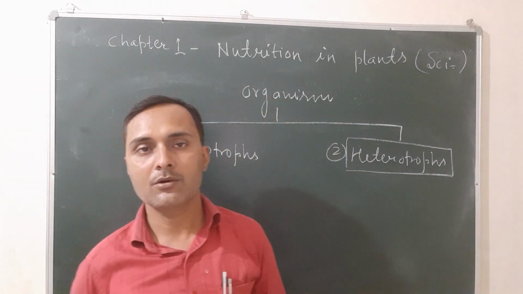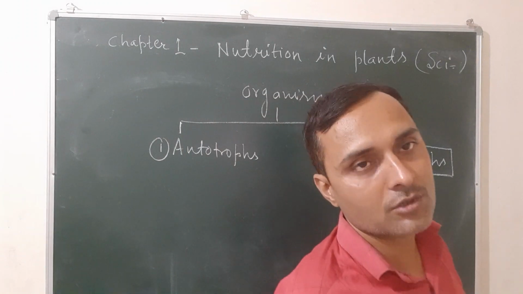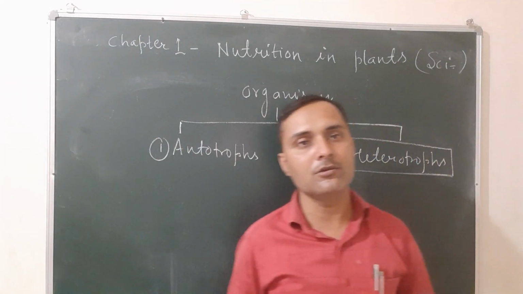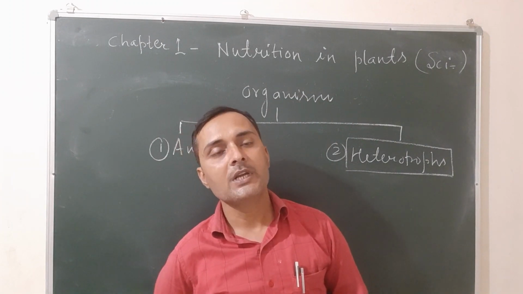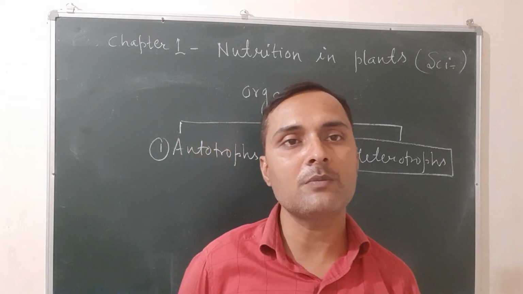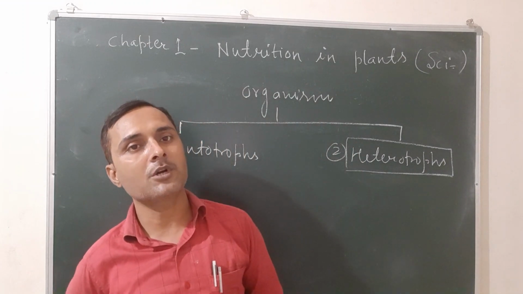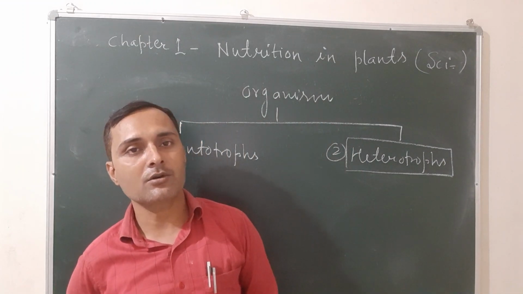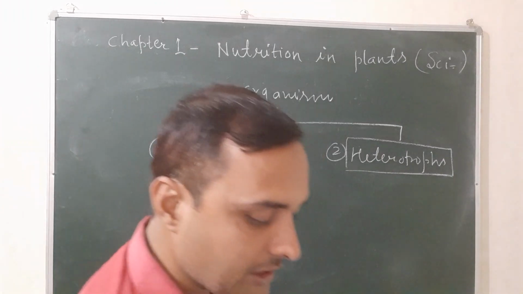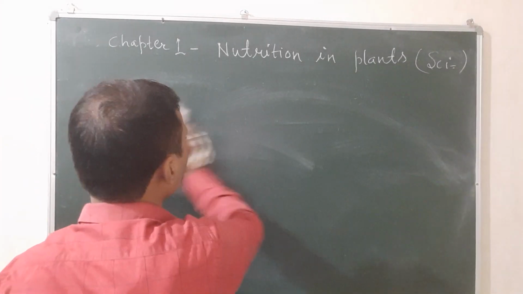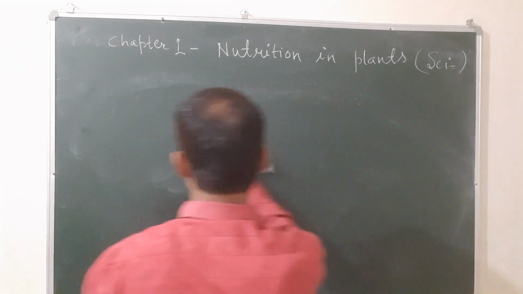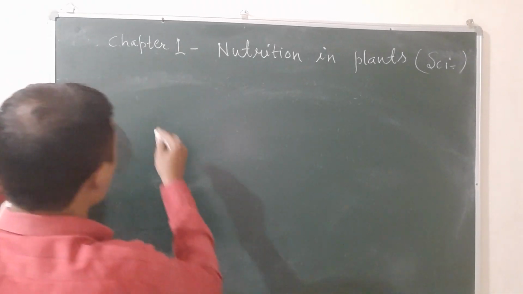So once again, what are autotrophs? The living organisms which can make their own food, and they are self-dependent, are known as autotrophs. What are heterotrophs? The organisms which cannot prepare their own food, and obtain food from other organisms, are known as heterotrophs. And on the basis of mode of nutrition, there are two types. The first type of nutrition is known as autotrophic nutrition.